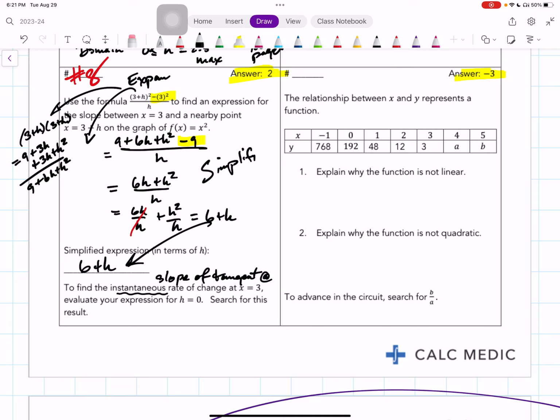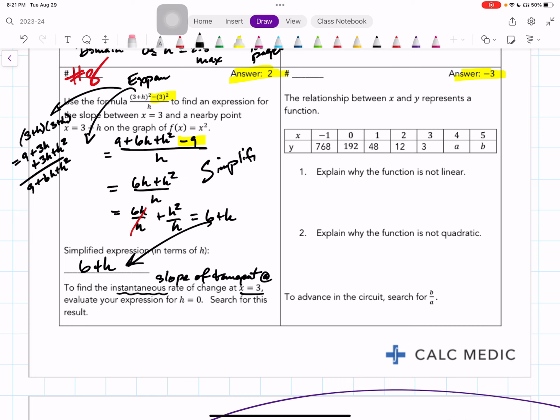Okay, this number here, 3. Evaluate the expression for h equals 0. So what you guys really don't know is you just found the limit of a function, evaluated as h approaches 0. That's so sweet. We'll talk about that more later in the next course.